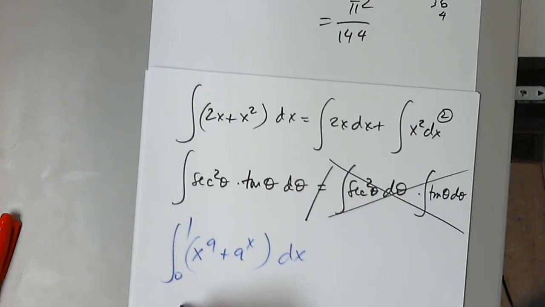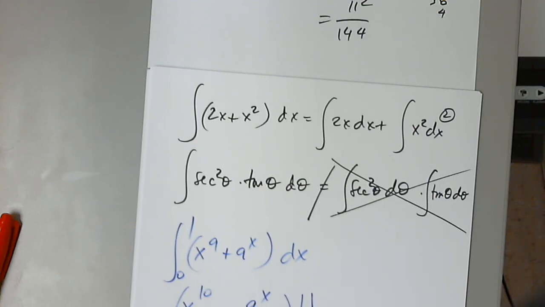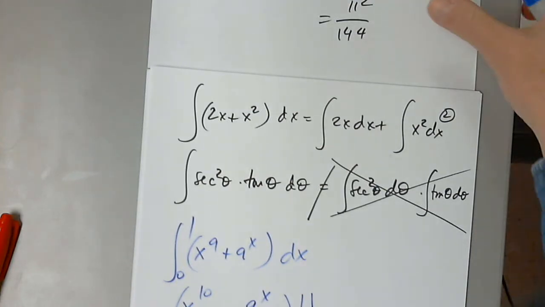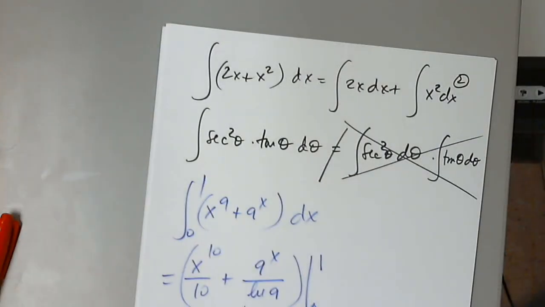Good. So the first part is clear. It's x to the 10th over 10 plus 9 to the x over natural log 9, from 0 to 1. Let's take a moment and differentiate. When I differentiate, this is a constant, right? When I differentiate a to the x, I get a to the x times natural log 9, which will go away with that, and I get back that. Is that okay? So you can still verify this before you plug in the numbers. After you plug in the numbers, it's gone. It's done. You can't do anything about it.